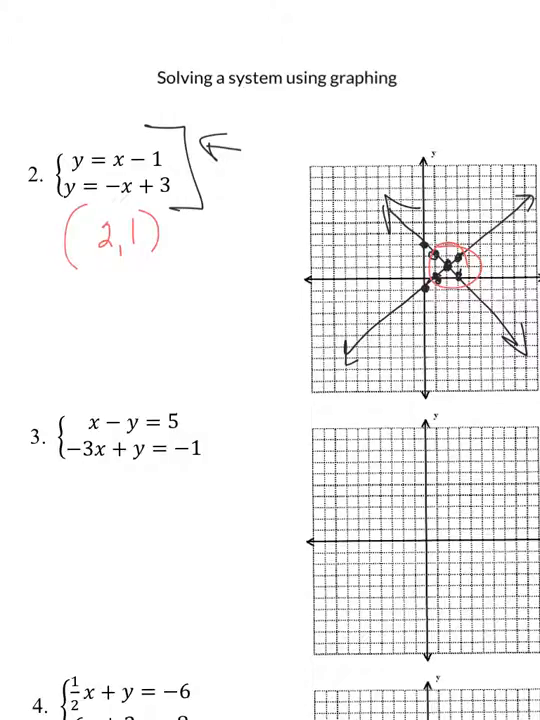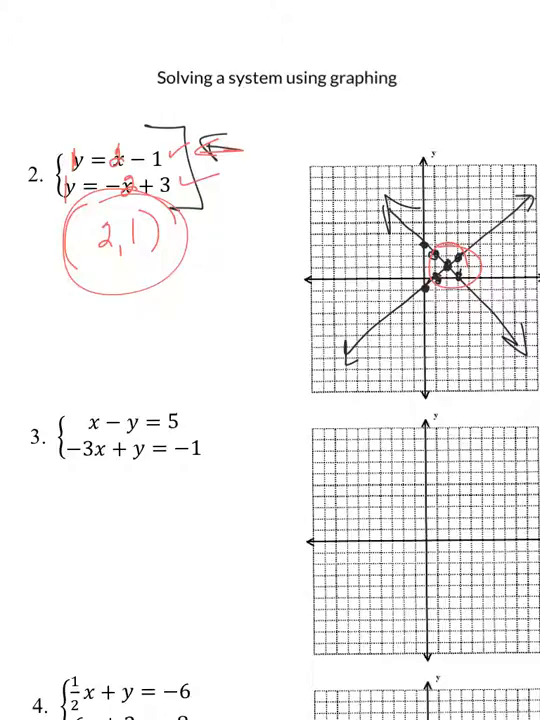You can check this by substituting the points back in. So x is 2 and y is 1, and you can see 2 minus 1 is 1, so that checks for that equation. Then -2 plus 3 is 1, so it checks for that equation as well. If your equations are not in slope-intercept form, you're going to want to put them in slope-intercept form.